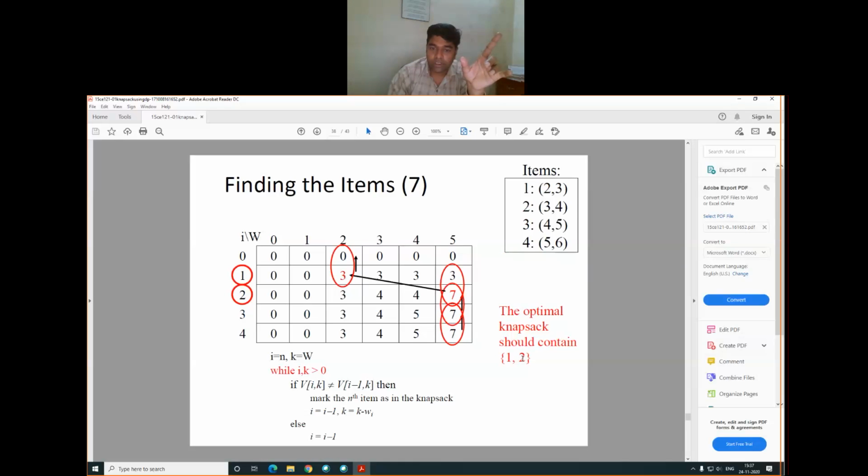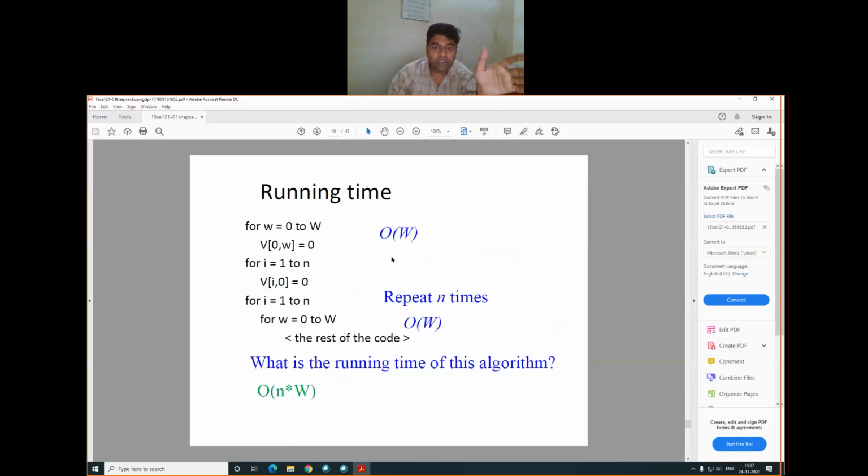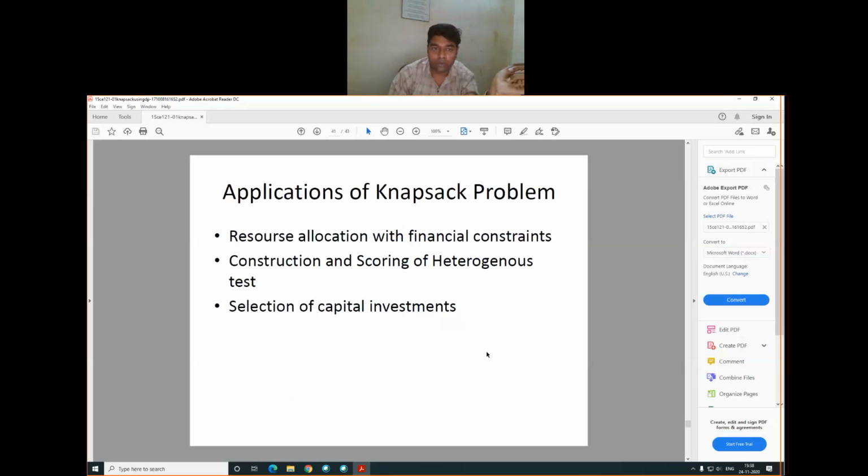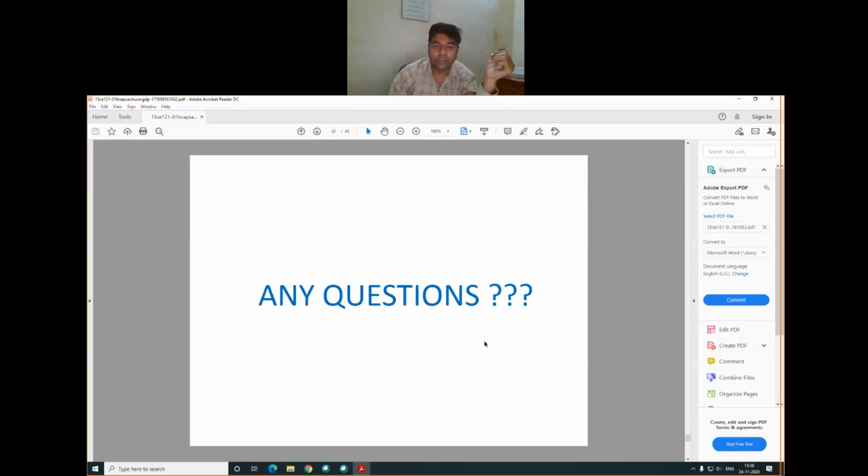Okay, clear. So the running time of this algorithm: the loop is repeated n times, so n into W. So the running time of this algorithm is O(nW). Okay, so applications of the knapsack problem: resource allocation with financial constraints, construction and scoring of heterogeneous tests, and selection of capital investment. These are the applications of the knapsack problem.